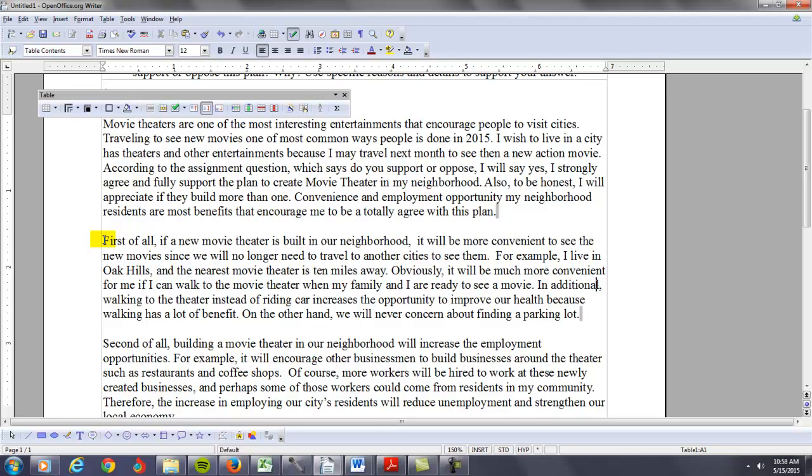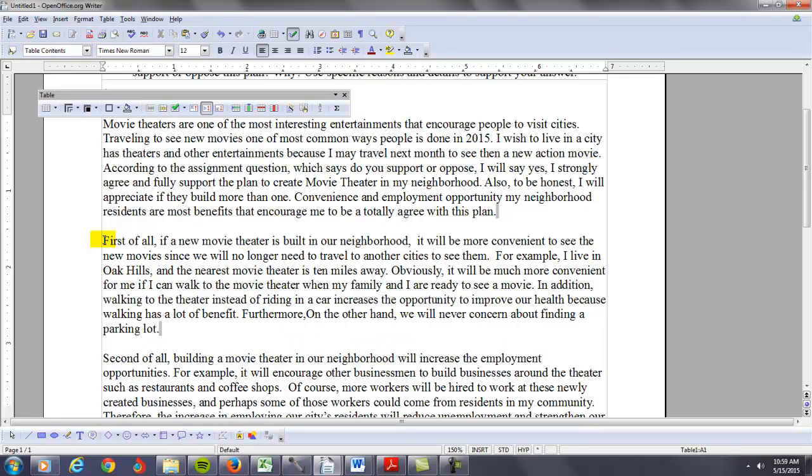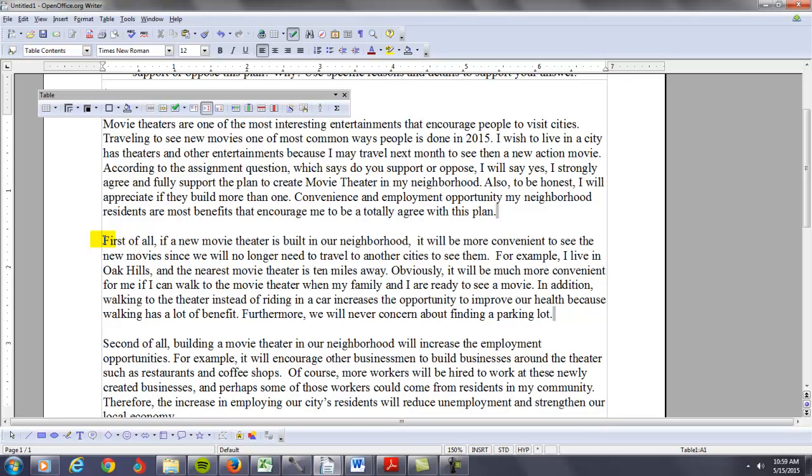In addition, you want to say here, this is a good word. It adds to it. So in addition, walking to the theater instead of riding a car, increases the opportunity to improve our health because walking has a lot of benefits. On the other hand, we'll never be concerned about finding a parking lot. You can't really say on the other hand here because you're adding to something that you've said.